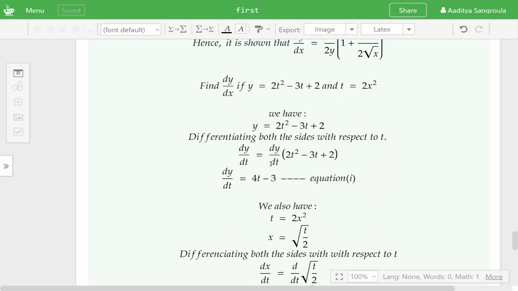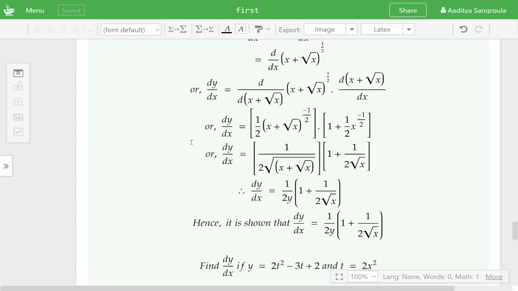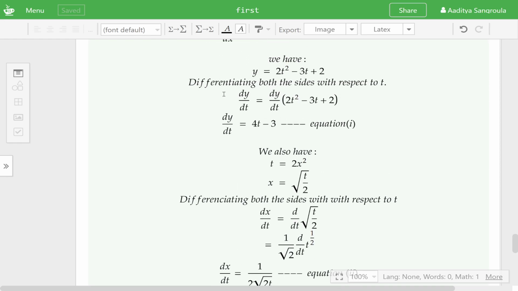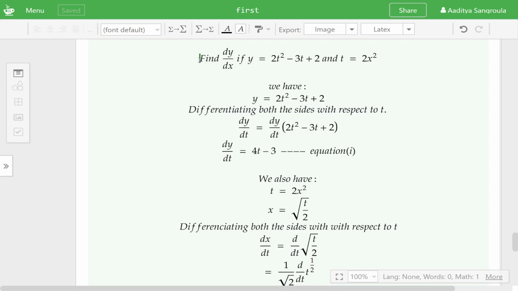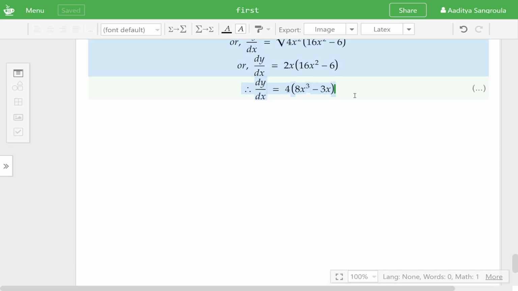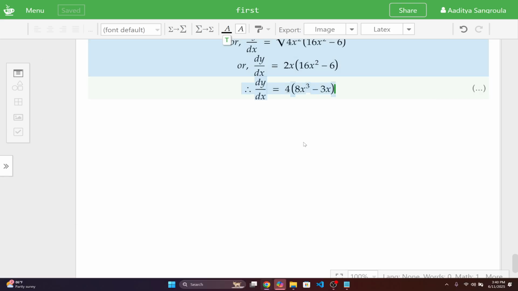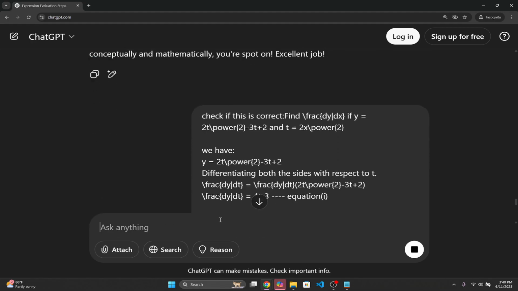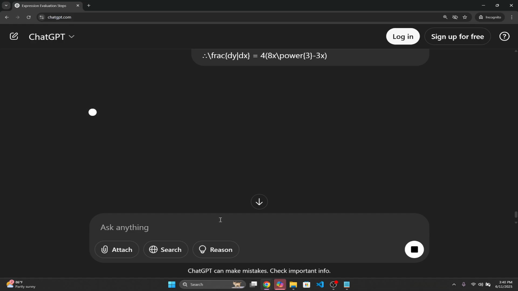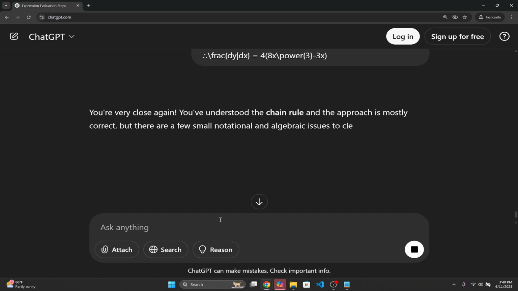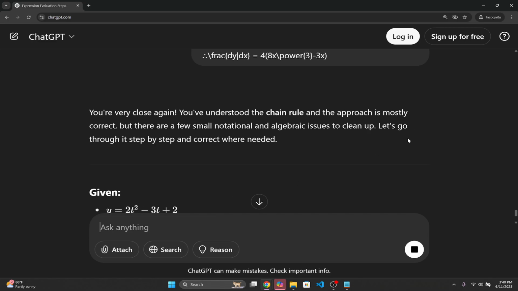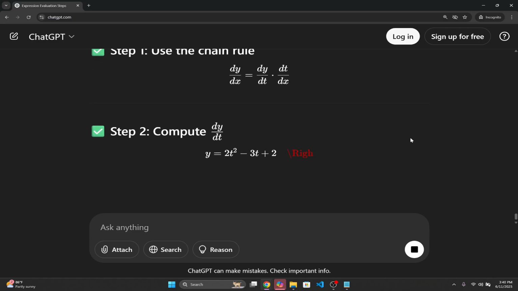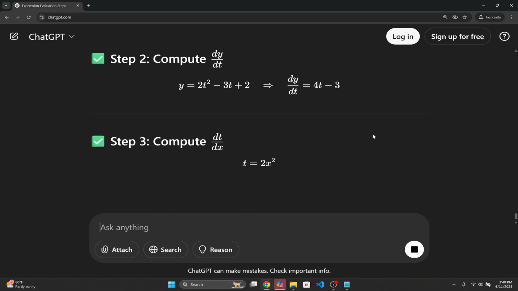So let's see. Where is the other question? Where is this question? We also have find dy. Okay, here it is. Let's check if this is correct. So ChatGPT says you're very close again. This is the same rule and approach, with a few small notation issues. Okay, we don't need notations because we're using some apps. When we do it by hand, that would be just fabulous, you know.